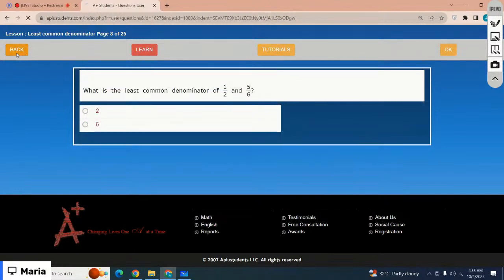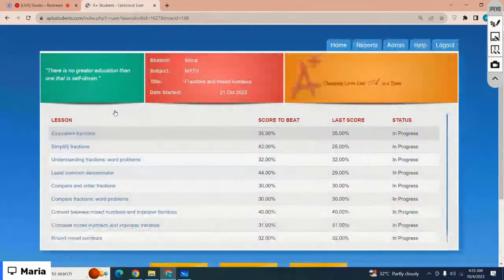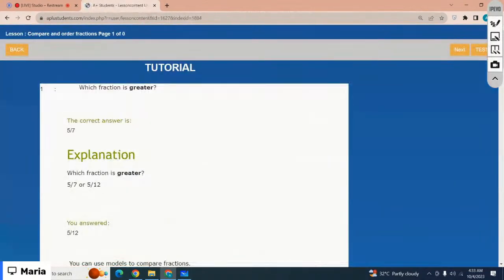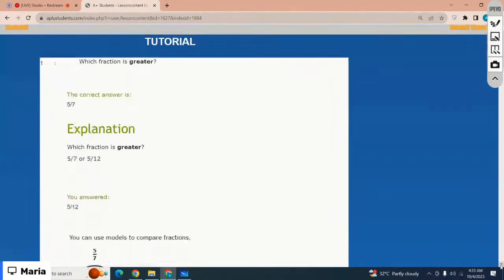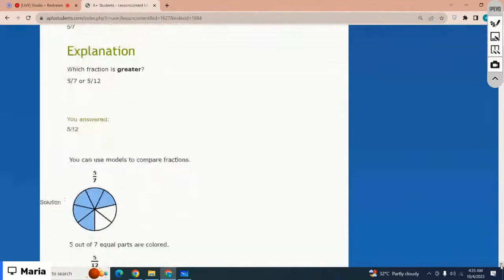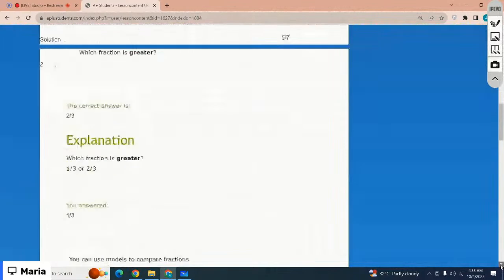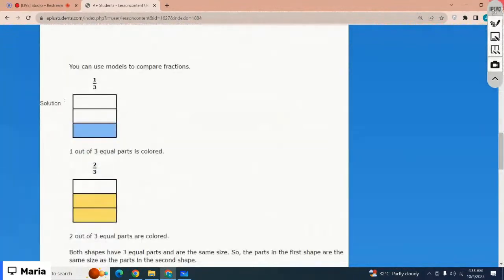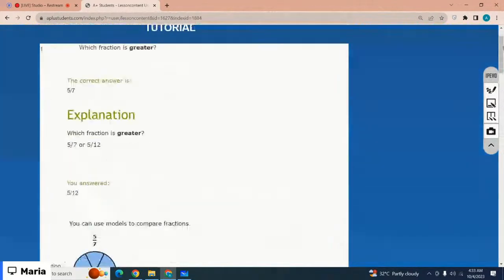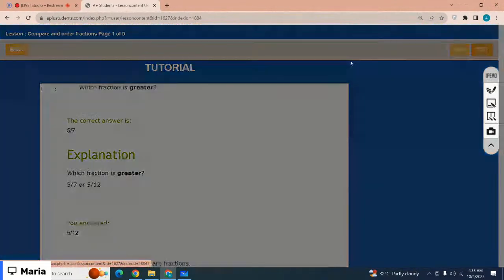Let me just move on to the next lesson. The next one is compare and order fractions. You have so many ways to compare fractions. Either you can compare them by making models, or you can compare them otherwise. Let's just start with the test questions.